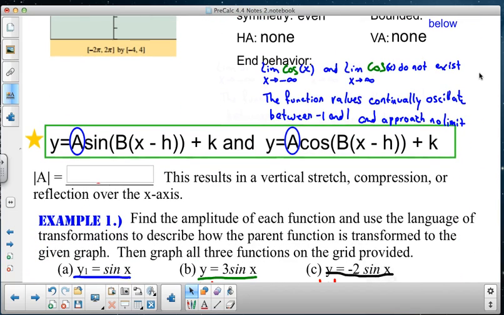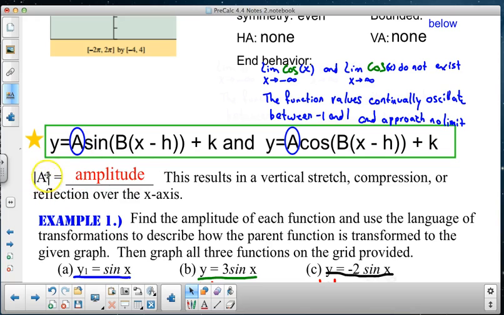Now let's look at what A does. A is in the position for amplitude, the absolute value. Okay, that's the amplitude. This result is a vertical stretch, compression, or reflection over the x-axis. Now it's a reflection over the x-axis when it's negative, but this absolute value is called the amplitude. So keep that in mind. If A is negative, that is not included in the amplitude.